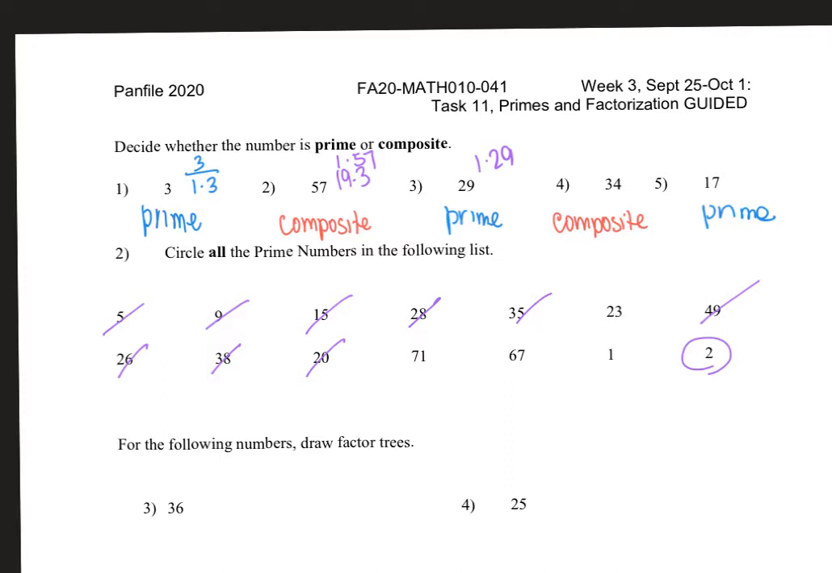Now 1 is a special number. It's not prime. The reason is because it's 1 times 1. If you watch the sieve video, you'll see that. So that is not prime. 67, 71, and 23. I think those are all my primes, but I'm just going to check back. And I know that 71, 67, 23, and 2 are my prime numbers.